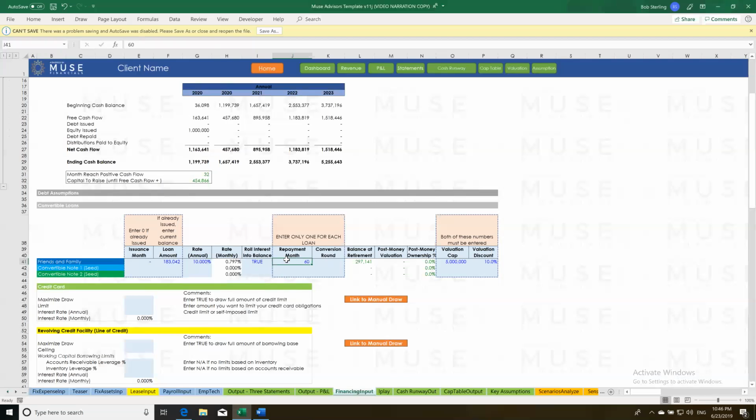For convertible notes, you can enter either a repayment month or a conversion round. We'll show you these conversion rounds below, but they're associated with your company's capitalization table. When you convert the note, if there's a valuation cap or a discount on the valuation, you can enter those here.